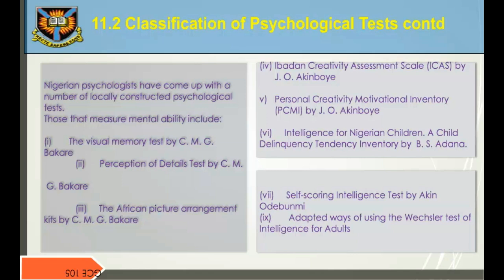4. Ibadan Creativity Assessment Skill, ICAS, by G.O. Akimboyi. 5. Personal Creativity Motivational Inventory, PCMI, by G.O. Akimboyi. 6. Intelligence for Nigerian Children, a Child Delinquency Tendency Inventory by B.S. Adana. 7. Self-Scoring Intelligence Test by Akin Odebumi. 9. Adaptive Ways of Using the Wechsler's Test of Intelligence for Adults.